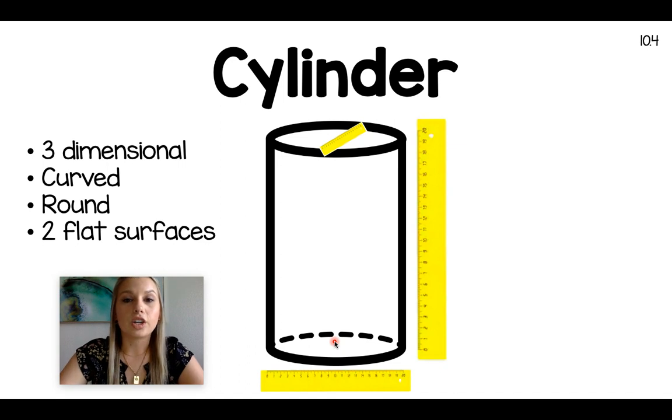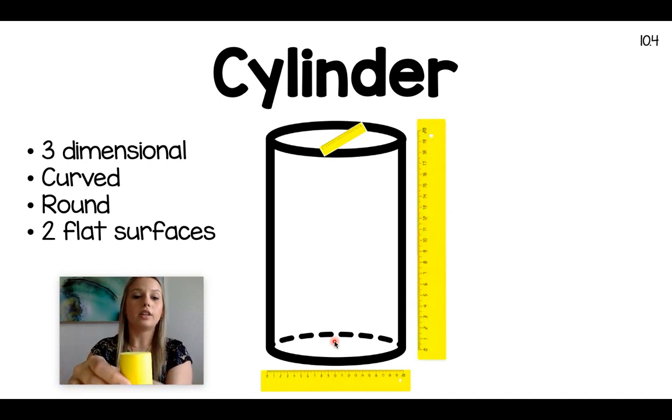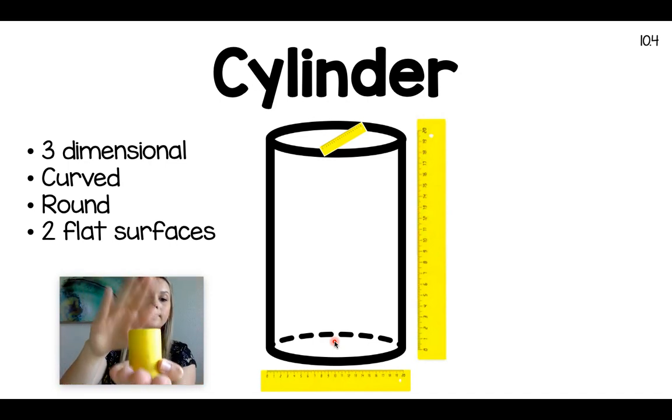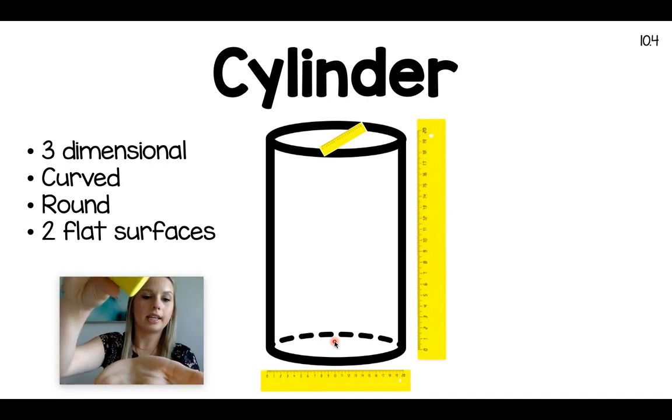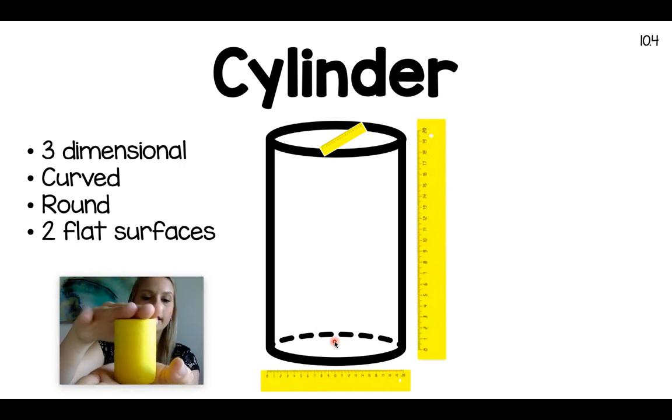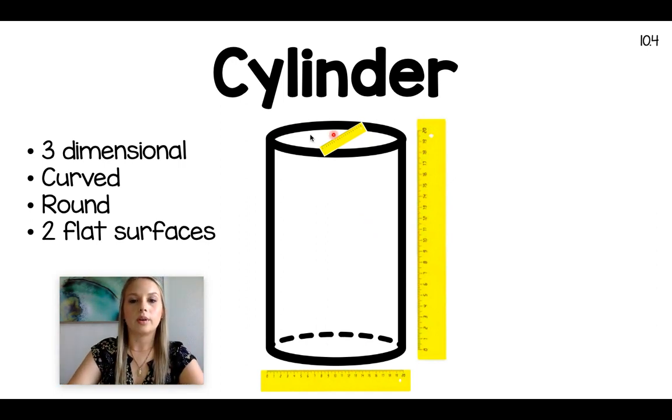A cylinder has 2 flat surfaces or 2 flat sides. So if we look, this is flat, right? I can lay it here. And this is flat. Side number 2 is flat. I can lay it here. So it has 2 flat surfaces, one over here and one over here on the bottom.